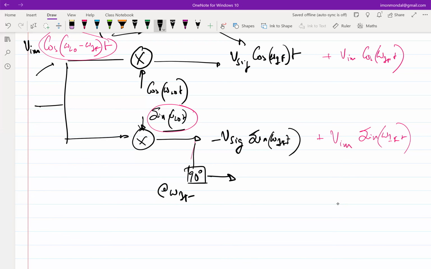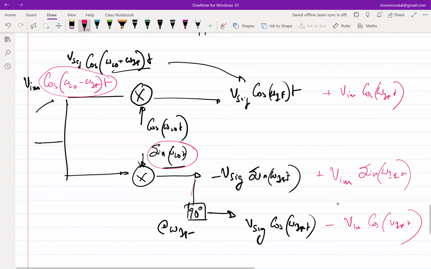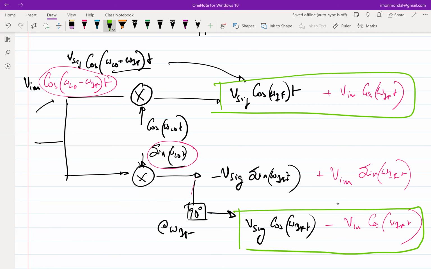So the output will be, depending upon whether you are adding 90 or subtracting 90, this output can be V_sig cosine omega_IF t. This can be minus V_IM cosine. Right? So far so good? Okay, so now when you have this, it should be obvious that this signal and this one have the same polarity for your signal, but opposite for the image.